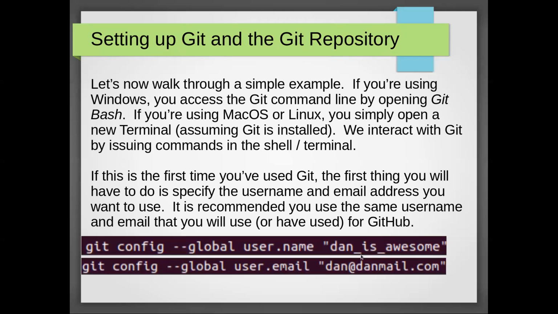By the way, these are not my real details. This will eventually be going out on YouTube publicly, so I don't share my actual email address. So my username is not "Dan is awesome", although maybe it should be. And then we can set up the email in the same way, just by using user.email and putting in whatever email address you want to use. So you'll need to do that the first time. If you've not used Git before, you'll need to do that as the first step.